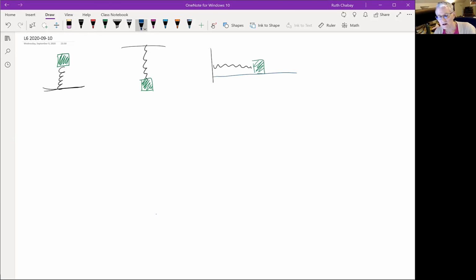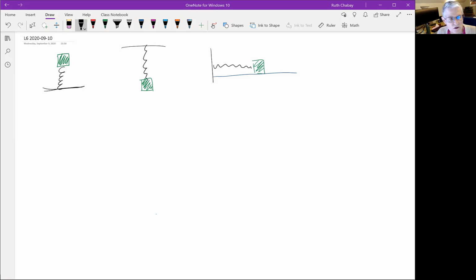And in any case, if we either stretch the spring or compress the spring and then let the object go, it's going to oscillate, right? It's going to move up and down or back and forth or whatever, depending. And so what we need to do in order to model this motion is we have to calculate the force exerted by the spring on the object.